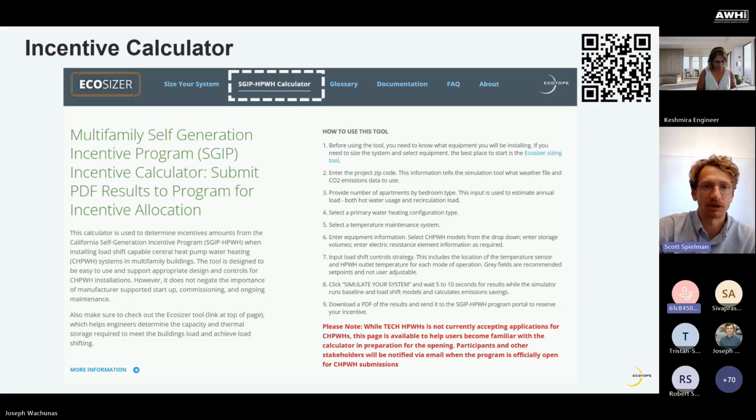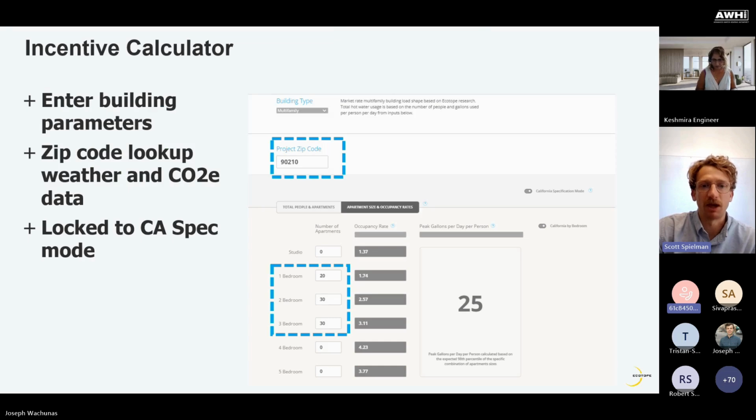And this is just the beginning page, how to use it. The first step, I actually had a video embedded in the presentation, but it was too big to add, so we're just going to go with the old slide method. So the first step in the incentive calculator is you put in your zip code, and that grabs weather data and CO2 emissions data for the California climate zone. So this tool is specific to California. It was built for the TECH program.